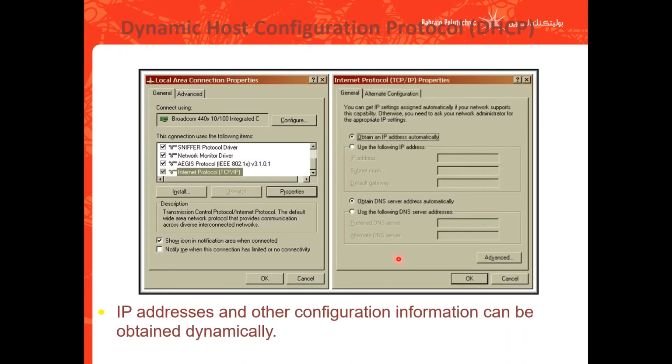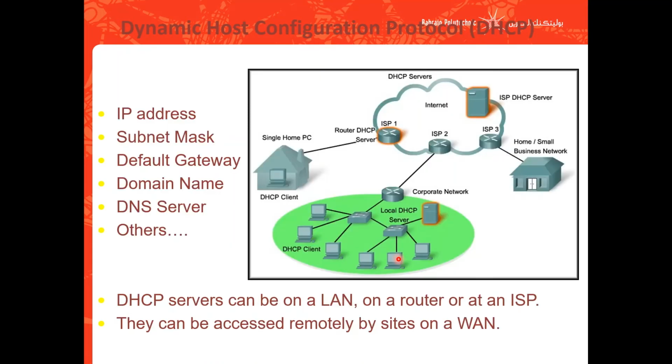Okay, so IP addresses and other configuration are automatically done. All of this information can be automatically set: IP address, subnet mask, default gateway, domain name, DNS server, etc. You must have seen all of these when you were configuring the PCs and the laptops. You had to manually enter some of them, right? But when you have a DHCP server, you don't have to manually enter that information. You can request that information from the DHCP server.